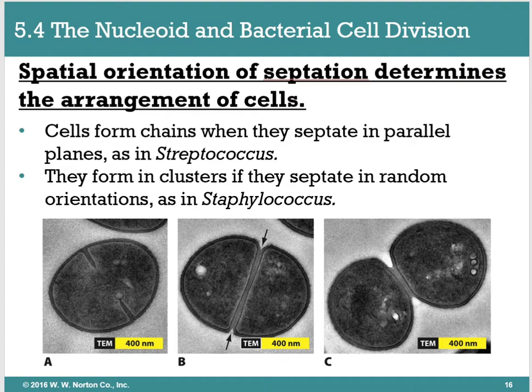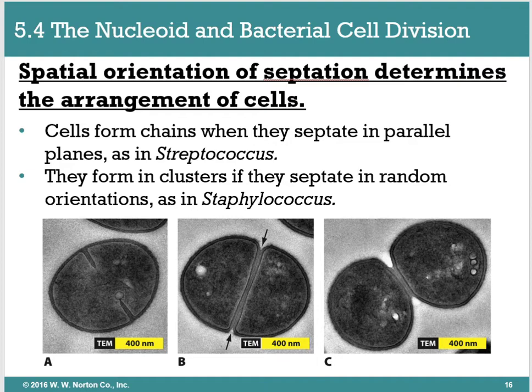And then also they can even form clusters whenever the septation is in random orientation, which is how staph looks. So staph will look, to me, kind of like little grapes. So we'll definitely see that in lab, and I'll point it out more. But just know that the way the cell is oriented will determine the end arrangement of the cells.